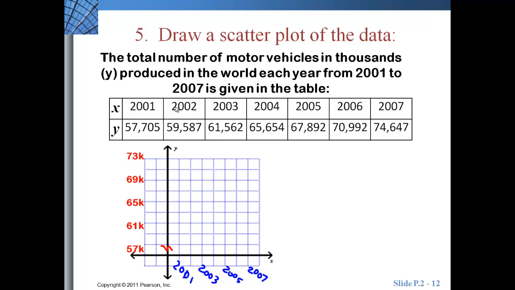When you draw the scatter plot, all you do is estimate where these points would be. So I go 2001, it's approximately at 57,000, so I'll put a point there. 2002 is approximately at 59, so I'll put a point there. And 2003 is 61, so I'll put a point up there. 2005, 67, so I'll put a point there. And 2006, 70, and you just continue on until you've completed your scatter plot. You look at the scatter plot to see what kind of relationship that would have, and you can see that it's pretty much either a linear or a quadratic relationship between the data.